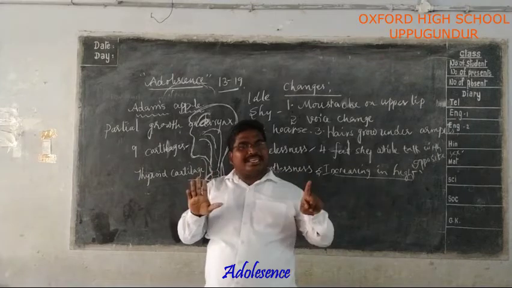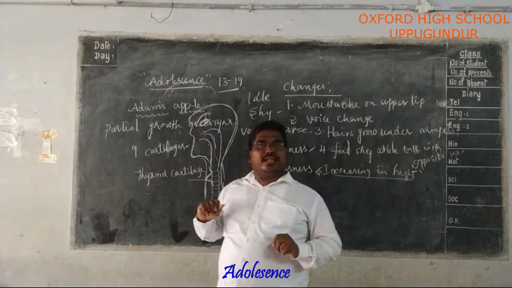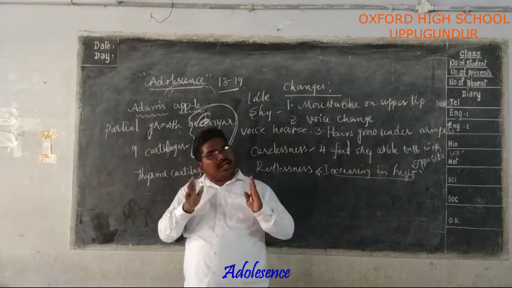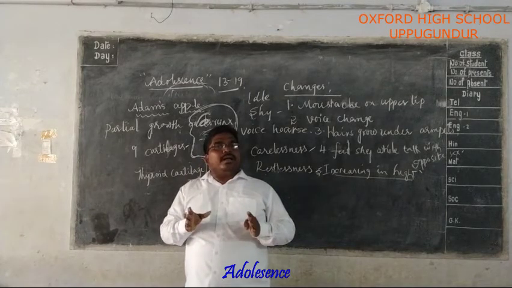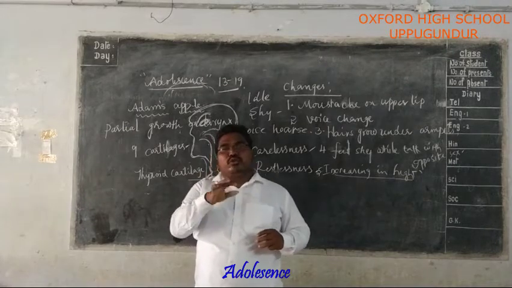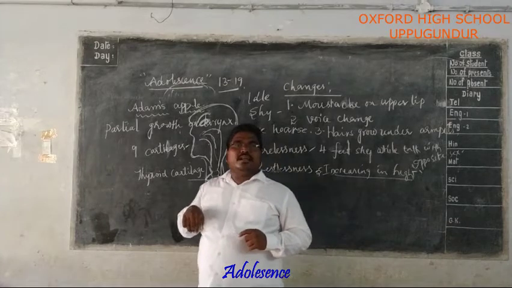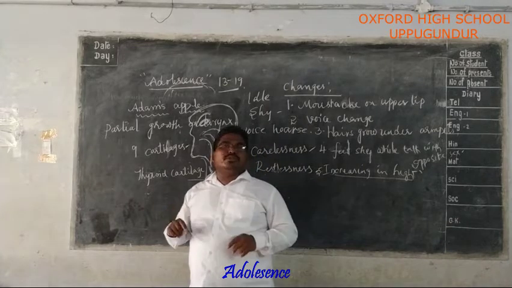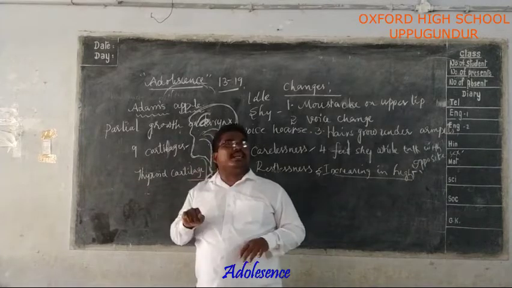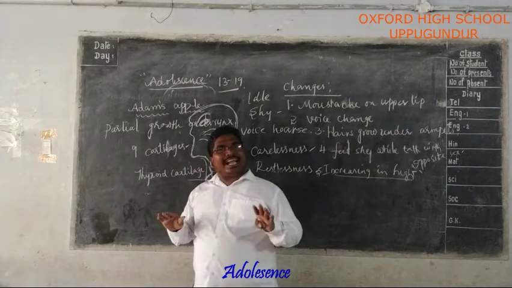Adam's apple is a partial growth on the voice box or larynx. The larynx is made up of 9 cartilages. Among the 9 cartilages, the largest is called the thyroid cartilage. The thyroid cartilage is responsible for the formation of Adam's apple. It elongates and protrudes out in front of the neck due to some hormones, male hormones. This is responsible for the Adam's apple.